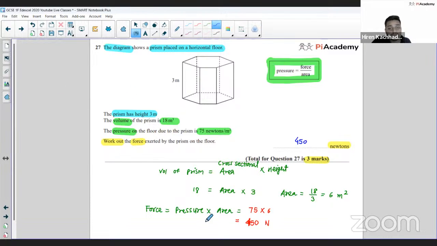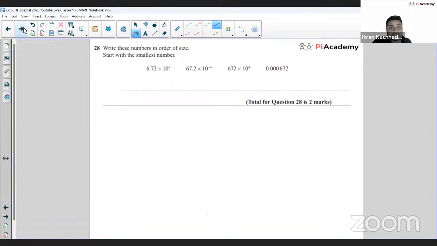So let's do the next question. Question number 28: write these numbers in order of size. These 5 numbers are available to you, and you have to start with the smallest. This is of 2 marks and it is a very easy question, so 30 seconds or 1 minute is more than enough. You can solve this question and please type your answer into the chat.